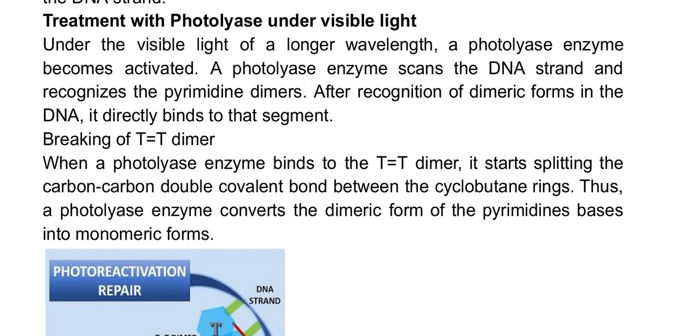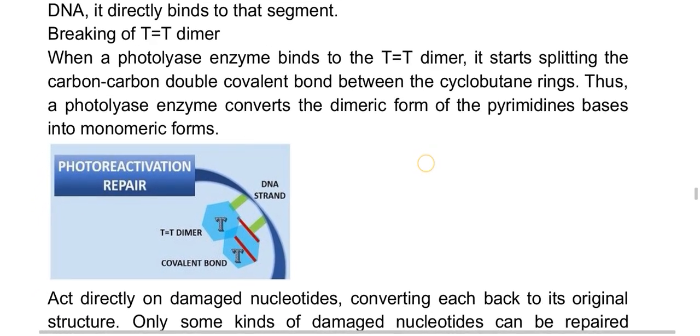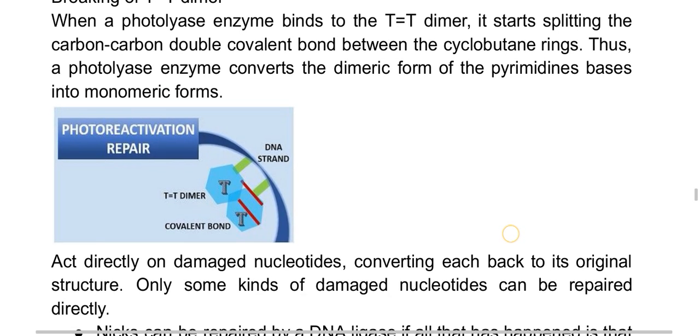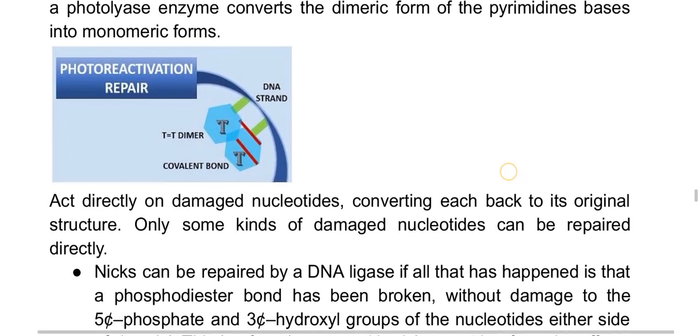Then breaking of TT dimer. When the photolyase enzyme binds to the TT dimer, it starts splitting the carbon-carbon double bond, the covalent bond between cyclobutane rings. Thus, a photolyase enzyme converts the dimeric form of pyrimidine bases into monomeric forms. Photoreactivation repair: DNA strand, TT dimer, covalent bond.